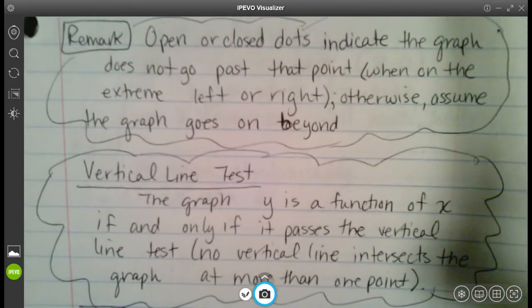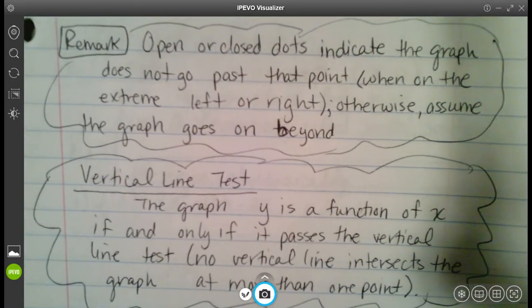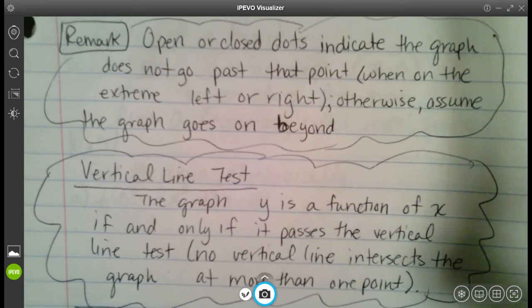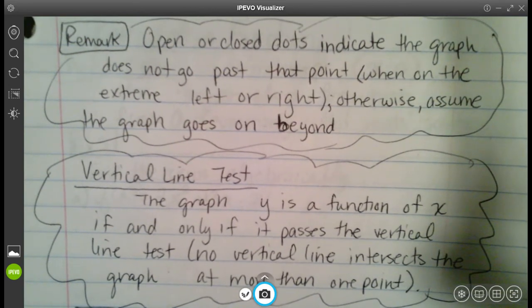A couple of notes up here at the top. You can go ahead and pause if you need to. Open or closed dots indicate that the graph does not go past that point. Like the graph we had before, we did have closed dots on each end, which means that the graph did end on that point, okay?